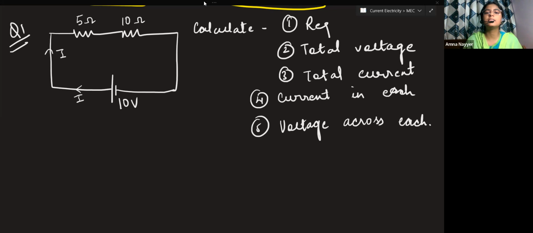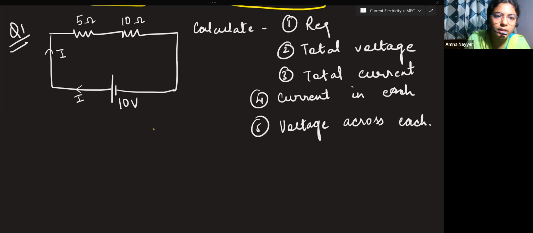Huzaifa, you didn't answer any part. R equivalent is coming what? Atif, V1, value of V2. Good, Atif. So Atif has tried all the parts. Fourth part, no, Sarah. See, current remains the same in series combination. So whatever value of current you are getting for the whole circuit, that will be the value for each.